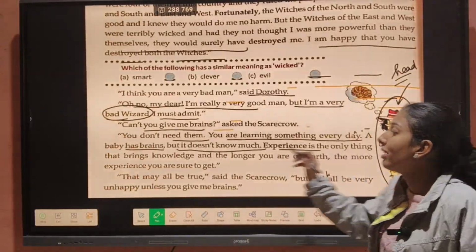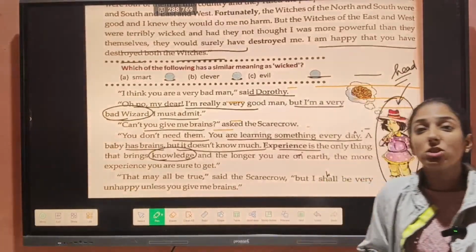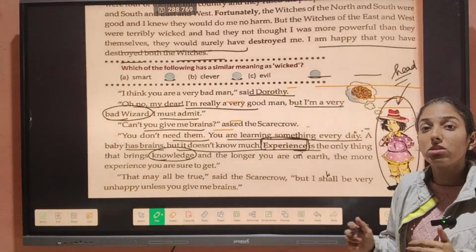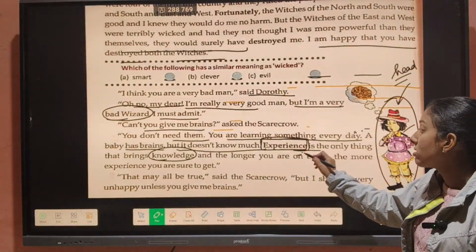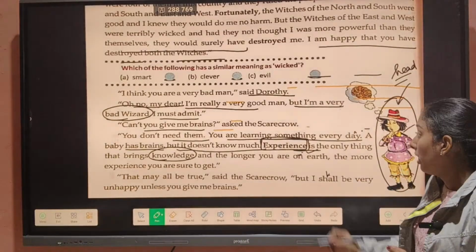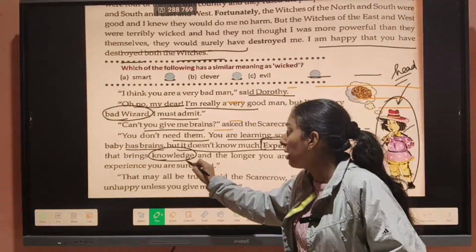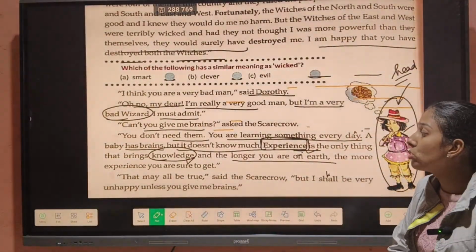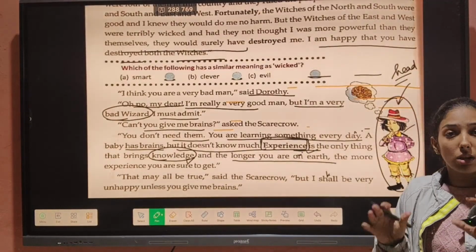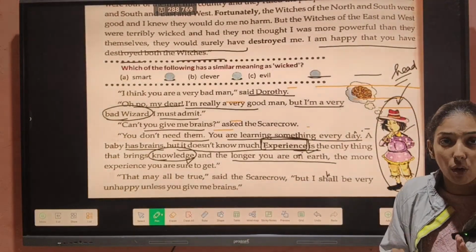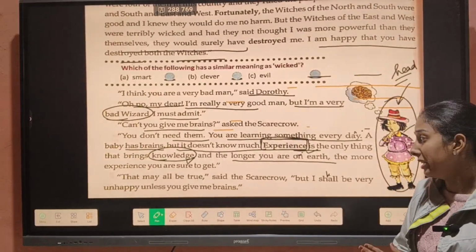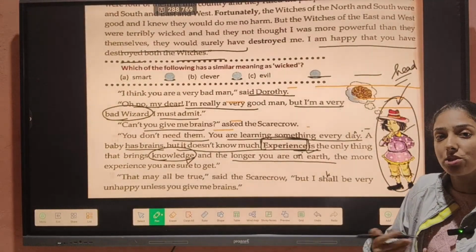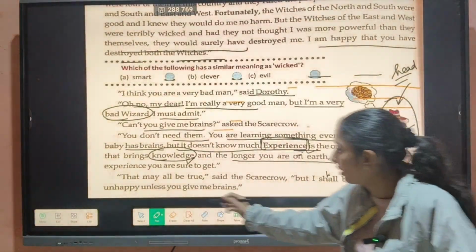"Experience is the only thing that brings knowledge." Experience means the knowledge which you get by doing or seeing something. That is your experience. Okay, so he is saying that you don't need a brain. "Experience is the only thing that will bring knowledge, and the longer you are on the earth, the more experience you are sure to get." The Oz is saying that there is no need of a brain, you are already having it. Okay, as soon as you gain more and more experiences, your brain will automatically sharpen.